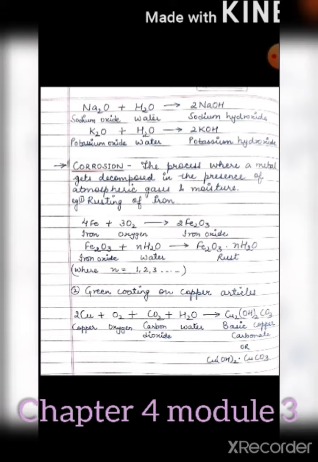Now the second example is the green coating on copper articles, that is also corrosion of copper. When copper reacts with oxygen, carbon dioxide and water present in the atmosphere, it will form basic copper carbonate, which has the formula Cu(OH)2.CuCO3. So this is the complete formula of basic copper carbonate.